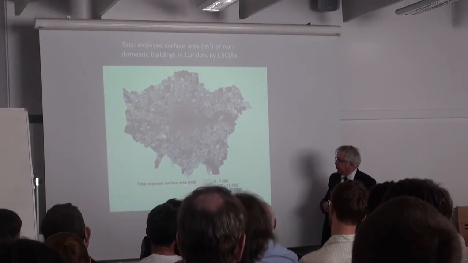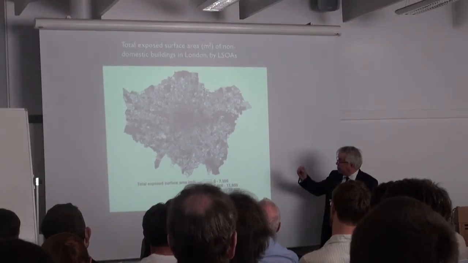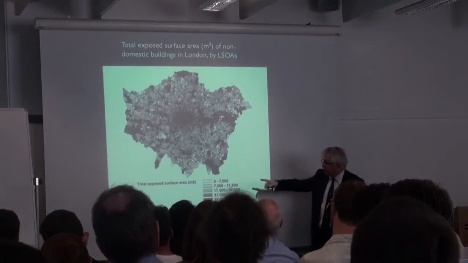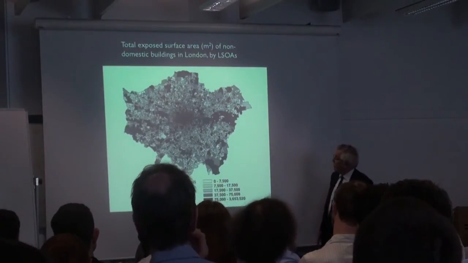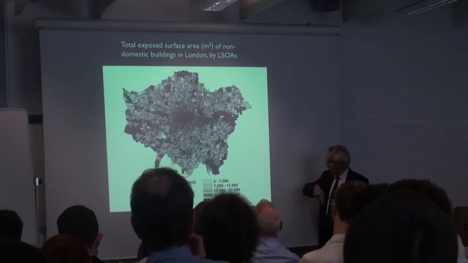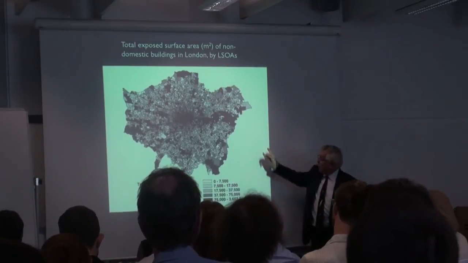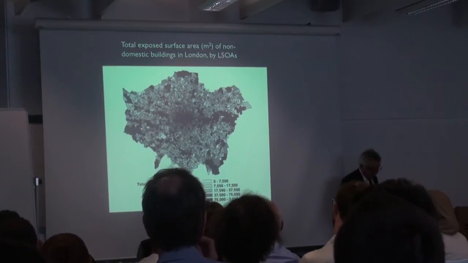with the energy use. And this is total exposed surface area by these quite small units, LSOAs, and this is not surface to volume, it's just surface area. And the black figures are the ones where there is more surface, and as one might perhaps expect, that's in the center, and perhaps going out, these are along the Thames to the east with the big office development and so on.